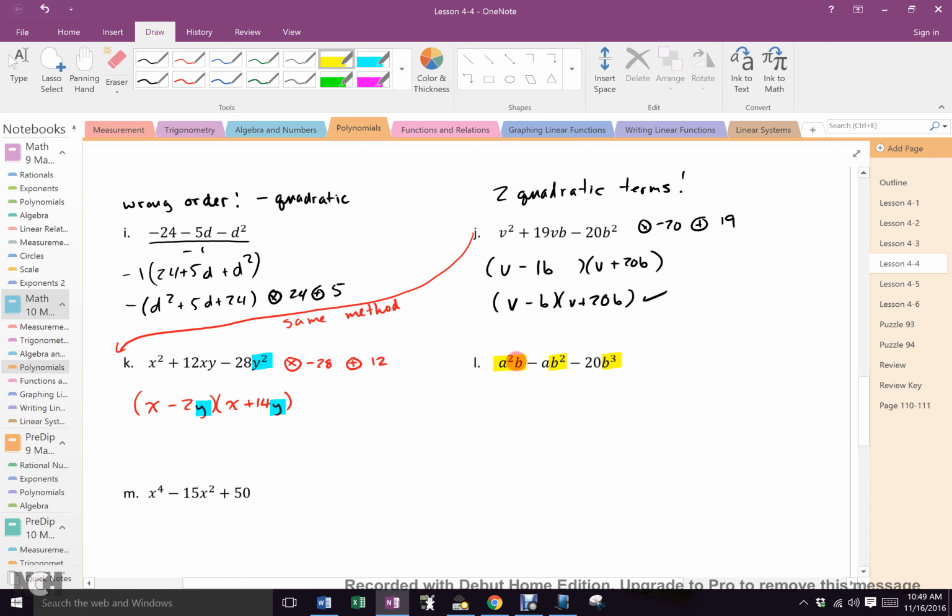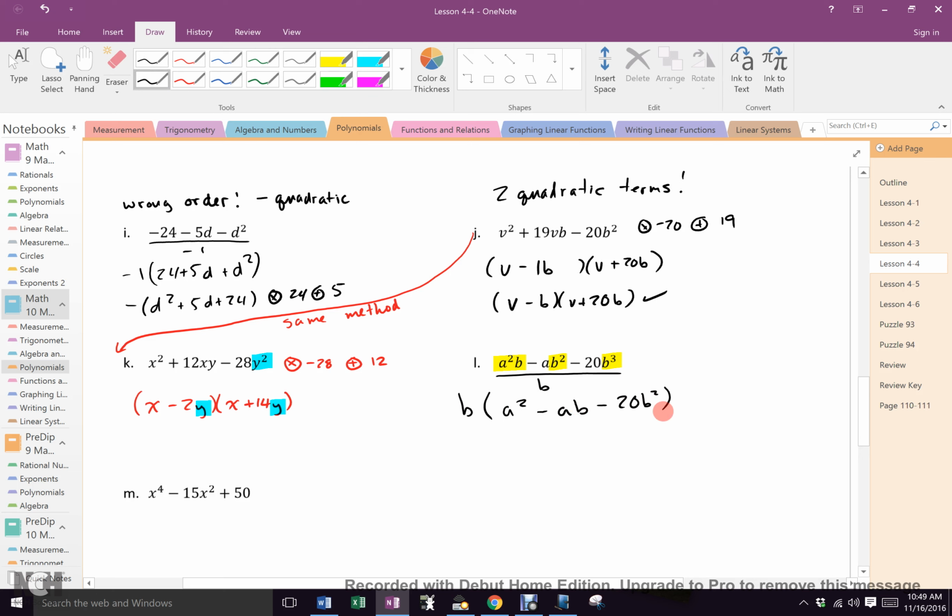And our first term isn't a quadratic term, is it? It's got an extra letter there, right? So how do I get rid of something extra? How have I gotten rid of everything extra so far this unit? Divide. So what do I divide by here? B. Because B is the common factor, isn't it? So B goes outside, and I get a squared minus AB minus 20b squared.